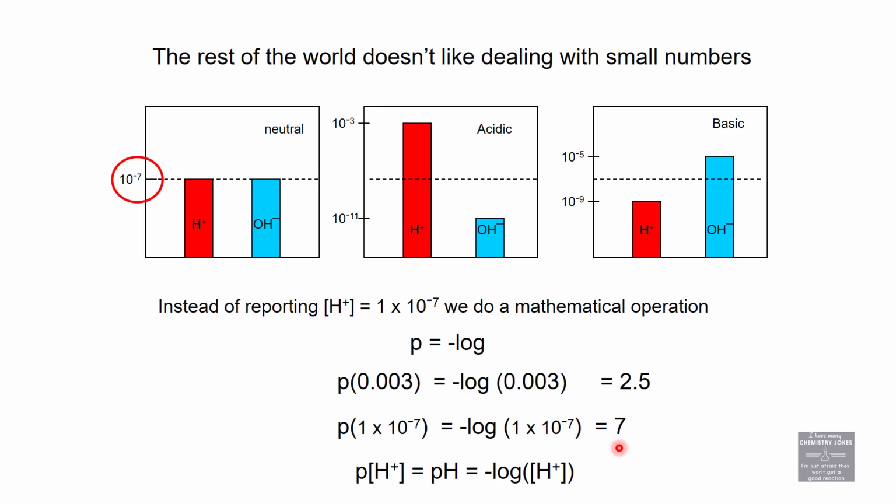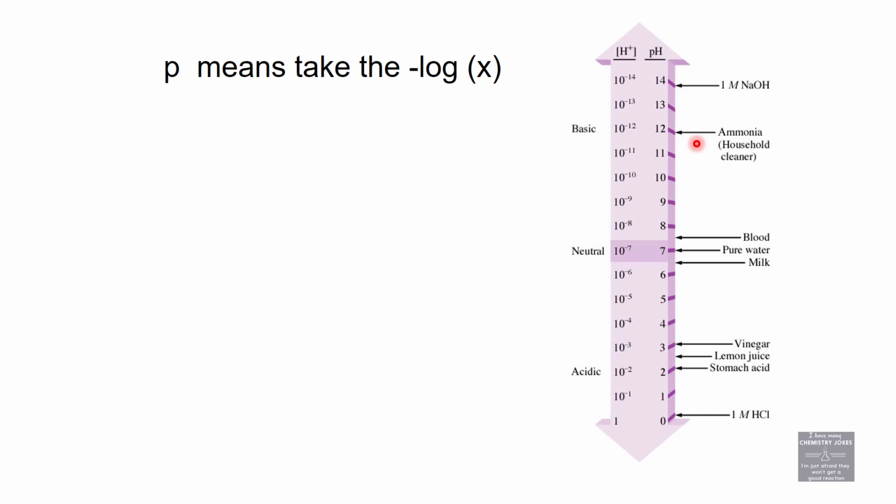pH is 7 for a neutral solution. pH of this guy would be positive 3, because it's just the positive of my exponent when you negative log that thing. pH of this guy would be positive 9, because same reason, negative log of 10 to the negative 9th is positive 9. So pH 7 is neutral, pH 3 is acidic, pH 9 is basic. P means negative log, we just said that.